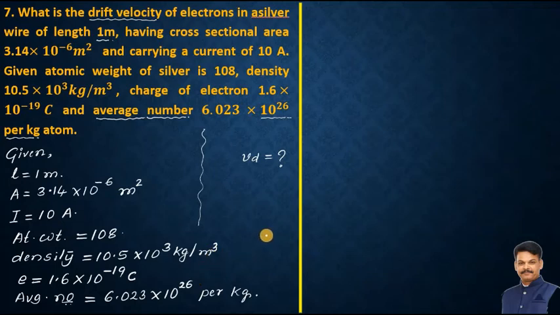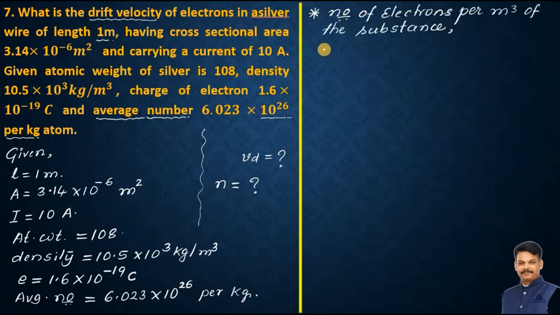To make use of the formula of drift velocity, we need to know the number of electrons per meter cube of the substance. Without this we cannot find the drift velocity. So our first aim will be to find the number of electrons per meter cube of the substance. In the previous problem it was clearly given, that's why we used it directly. But in this problem it is not clearly given. It is hidden somewhere, so we have to bring it out.